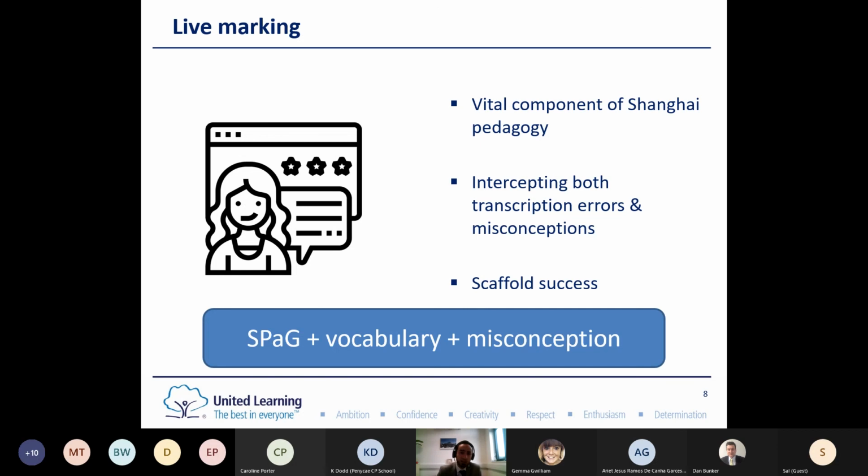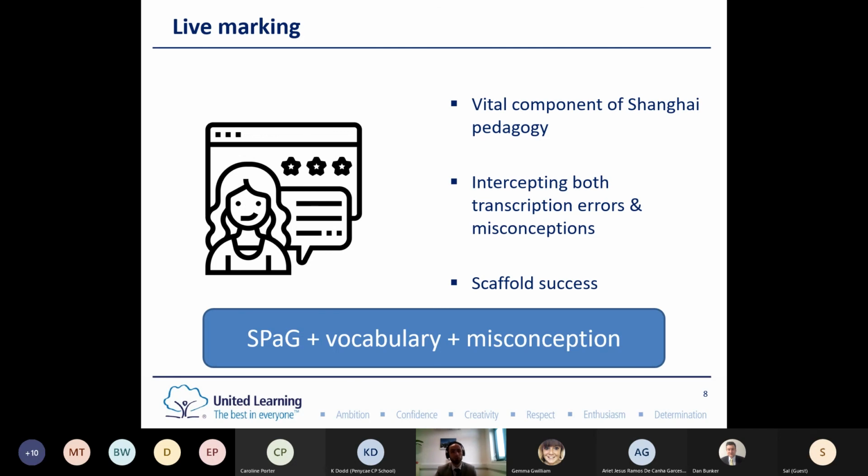Like I mentioned before, a vital component of a lot of Asian pedagogy, not just Shanghai, but in South Korea from Gemma's experience. Brilliant for intercepting both transcription errors and misconceptions, and I'll show that with the example that I'm going to use in a moment. And it can be used to scaffold what success should look like too. So to have a think about that.